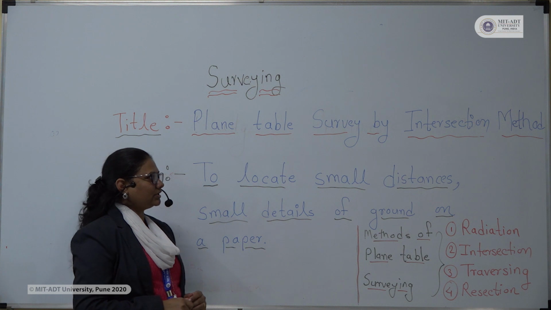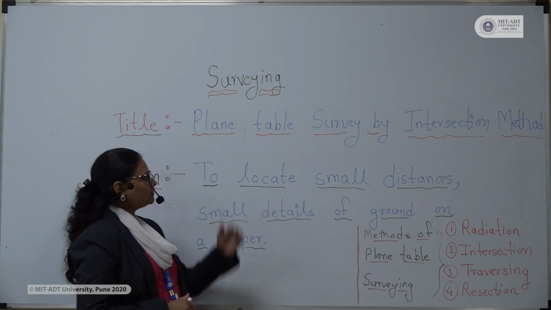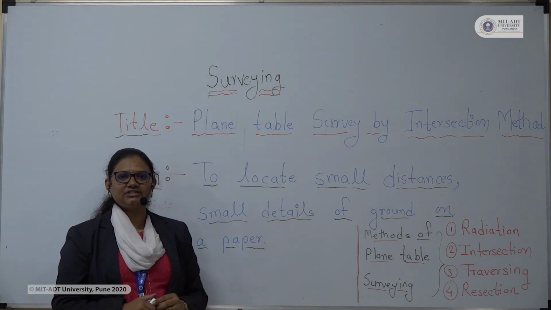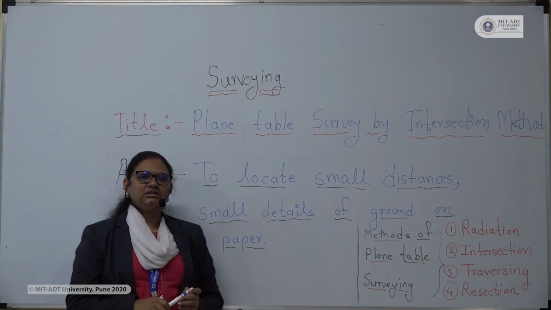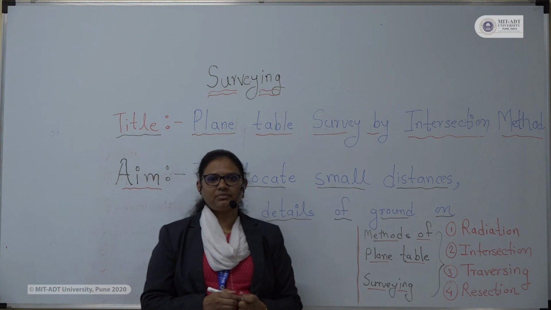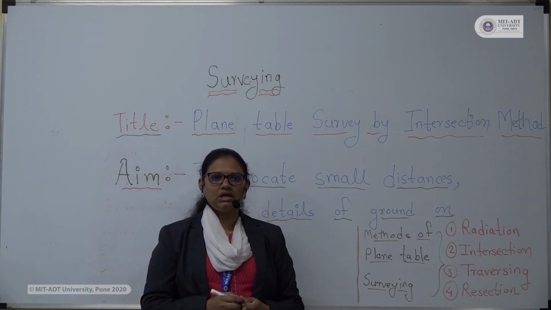Today we are going to learn a practical in surveying, which is plane table surveying. Our today's title of the practical is plane table survey by intersection method. And the aim of this practical is what? To locate the small distances or small features of the ground on the paper by using the simple, basic instrument which is used in surveying.